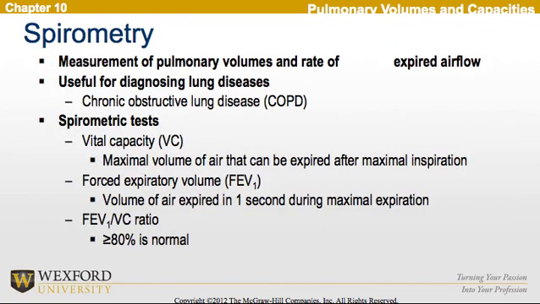Now, if we look at spirometry, we see that it's the measurement of the pulmonary volumes and the rate of expired airflow. It's useful for diagnosing lung disease such as chronic obstructive lung disease. The spirometric tests include vital capacity, again, which is the maximal volume of air that can be expired after a maximal inspiration, forced expiratory volume, which is the volume of air expired in 1 second during a maximal expiration, as well as the forced expiratory volume over vital capacity ratio, for which approximately greater than or equal to 80% is normal.